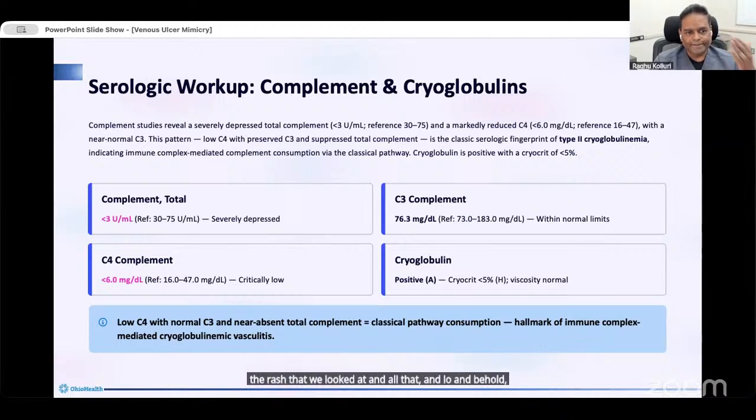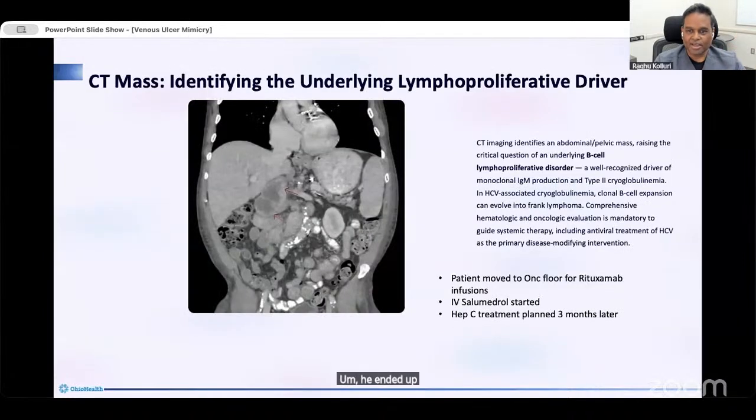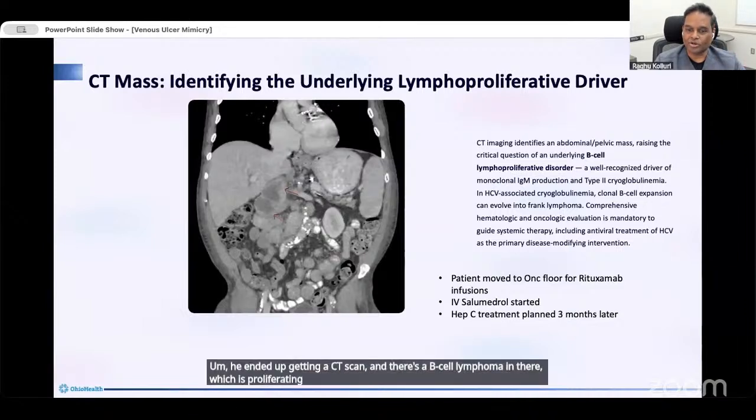And lo and behold, the total complement level was low, the C4 was low, C3 was normal, and the cryoprecipitate was positive, but the viscosity was normal. So this was basically beginning to look like immune complex mediated cryoglobulinemia. So we sent it off for immunofixation, and it was monoclonal IgM, confirming the diagnosis of type 2 mixed cryoglobulinemia. He ended up getting a CT scan, and there's a B-cell lymphoma in there, which is proliferating, most likely causing all of these things.